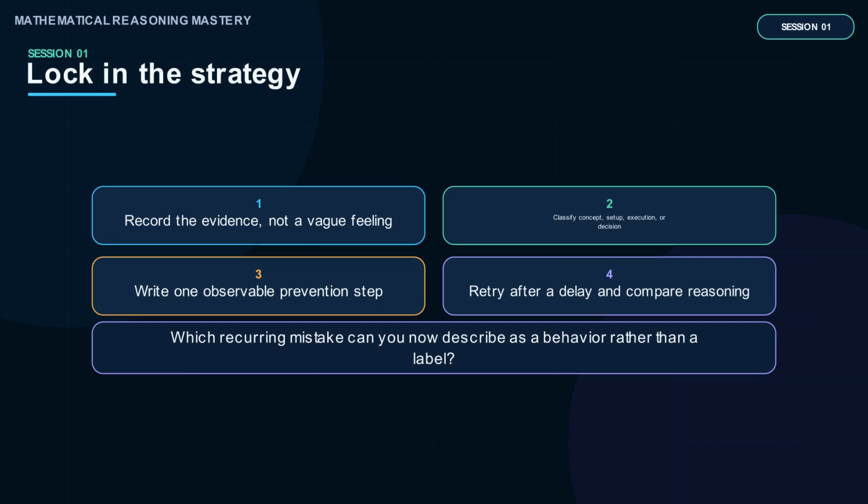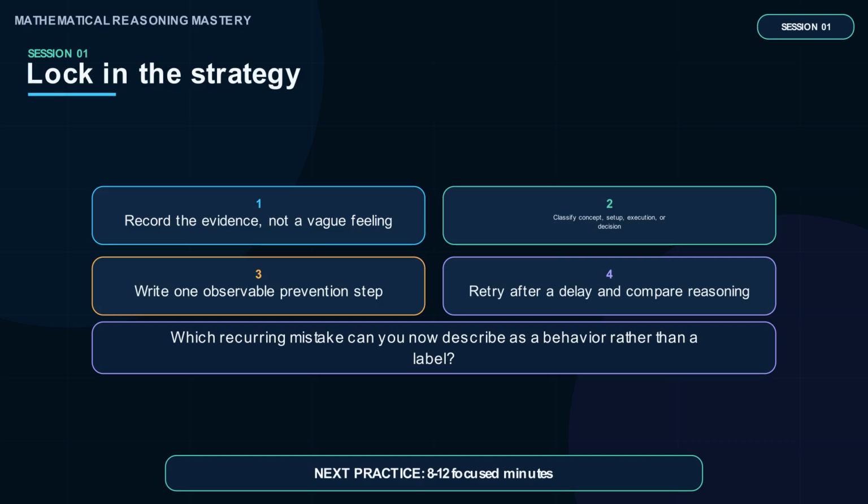Reflection. Which recurring mistake can you now describe as a behavior rather than a label? Name the exact point where an incorrect path would first become visible. Practice one fresh problem for 8 to 12 focused minutes. Keep the work readable, verify independently, and carry the routine into the next session.